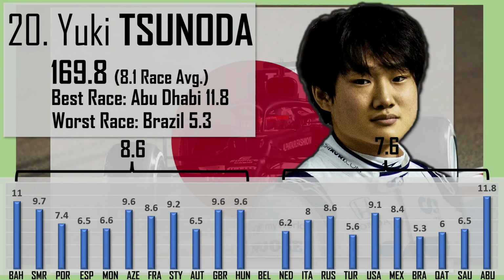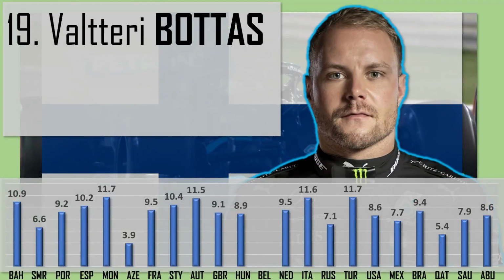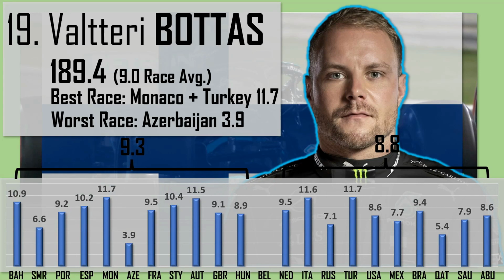And from P20, we'll take a look at P19, and that is Valtteri Bottas, scoring 189.4 with a 9.0 race average, with a joint best race of Monaco and Turkey scoring 11.7, and a worst race of Azerbaijan scoring 3.9, one of the lowest scores of the season. And much like Yuki, Bottas had a better first half of the season, scoring an average of 9.3 per race compared to 8.8 in the second half.